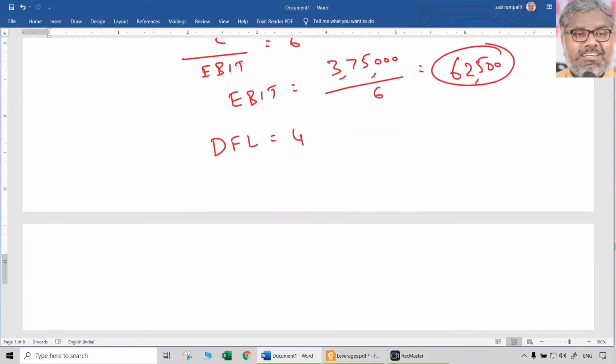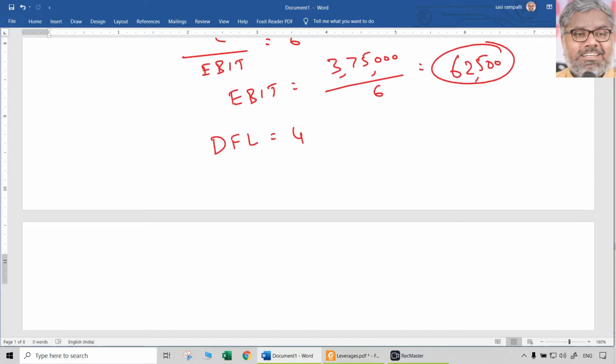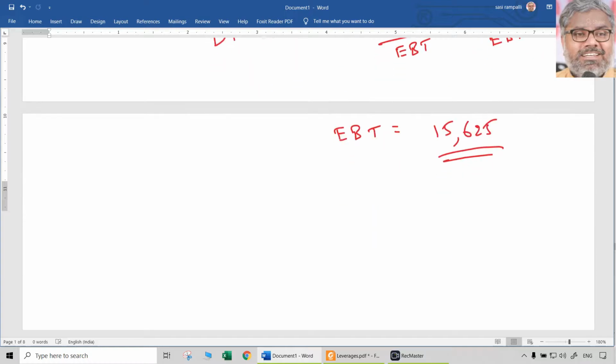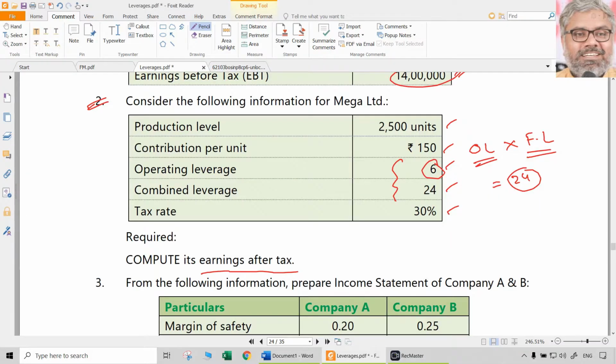What is the formula for degree of financial leverage? EBIT divided by EBT. EBIT we know 62,500 divided by EBT, that is equal to 4, which means EBT is how much? 62,500 divided by 4, that will be 15,625 rupees. That is earnings before tax.